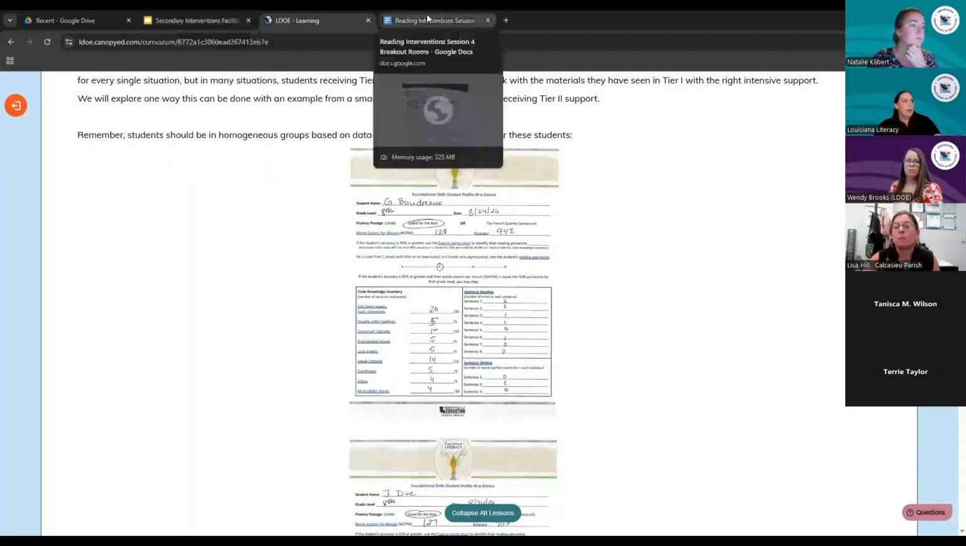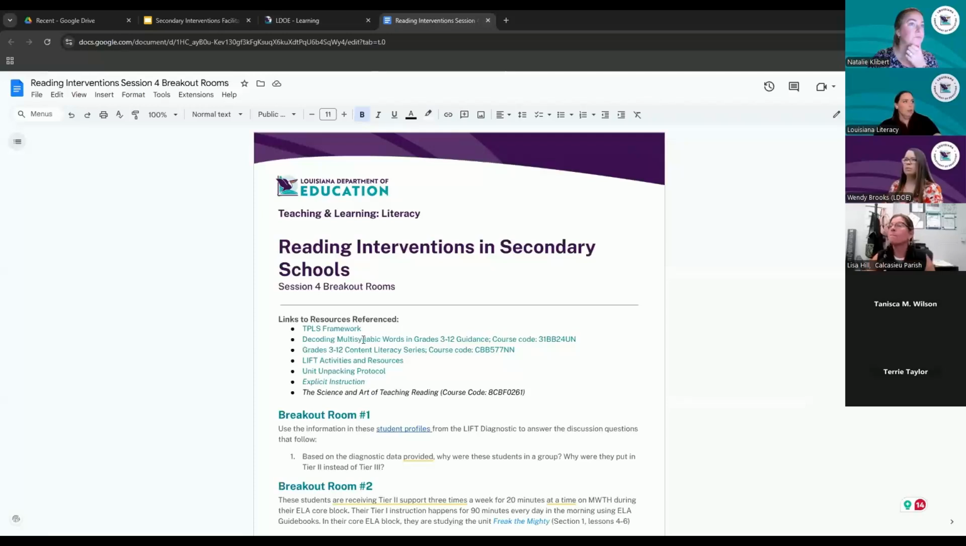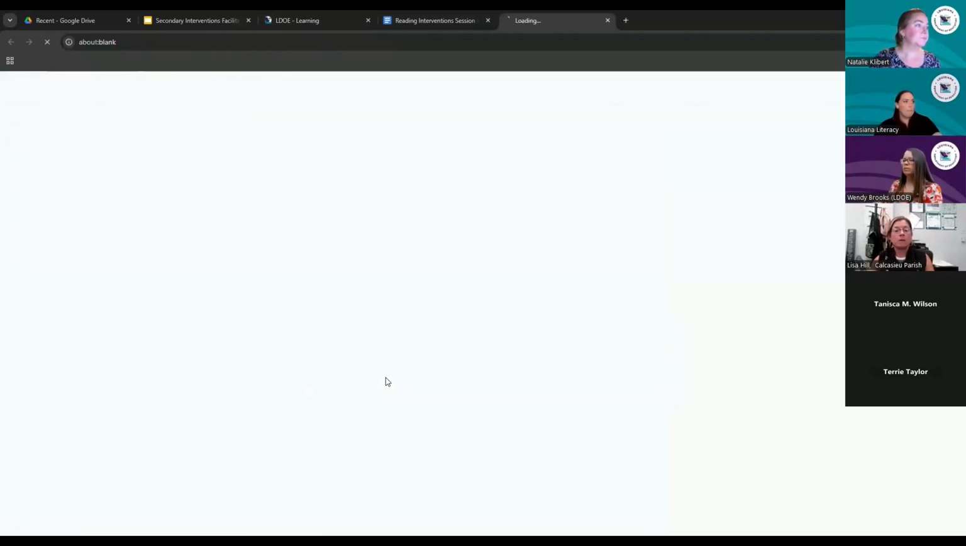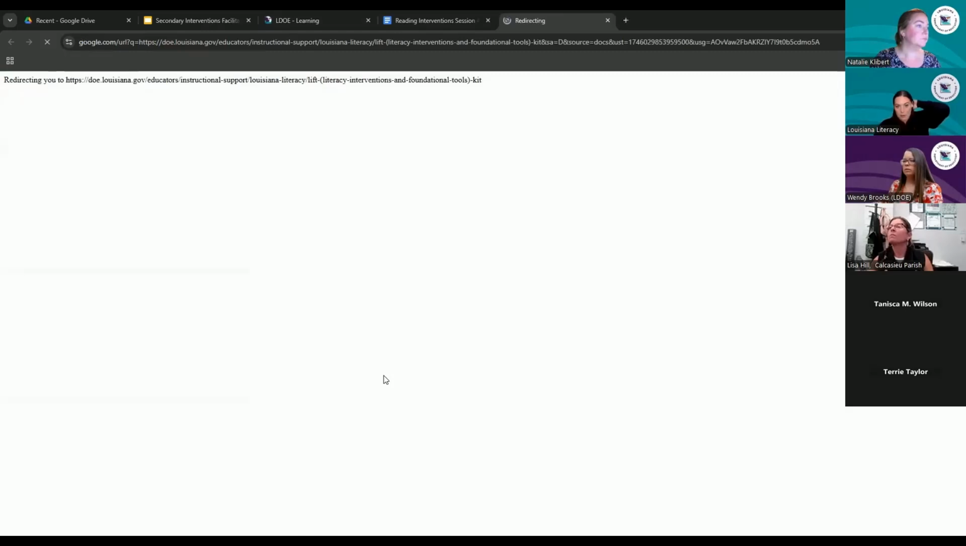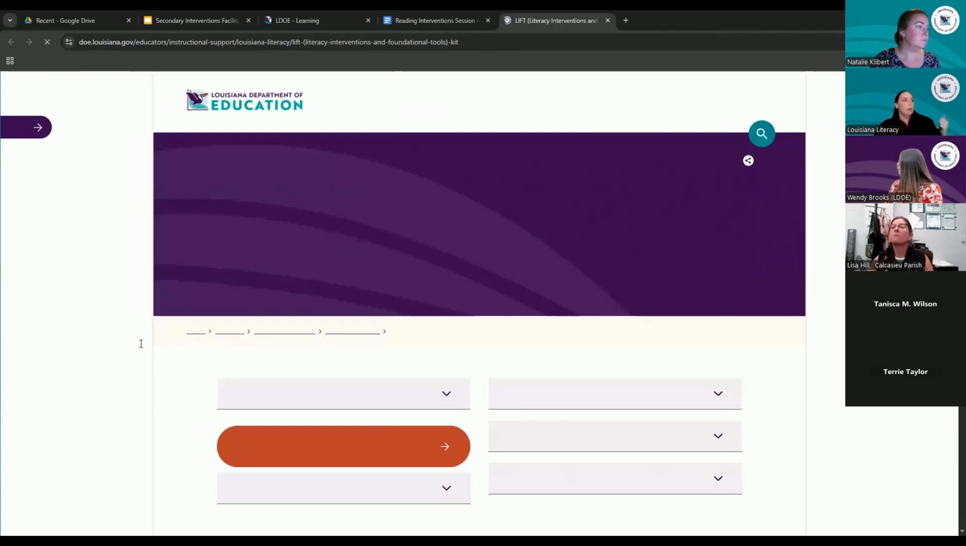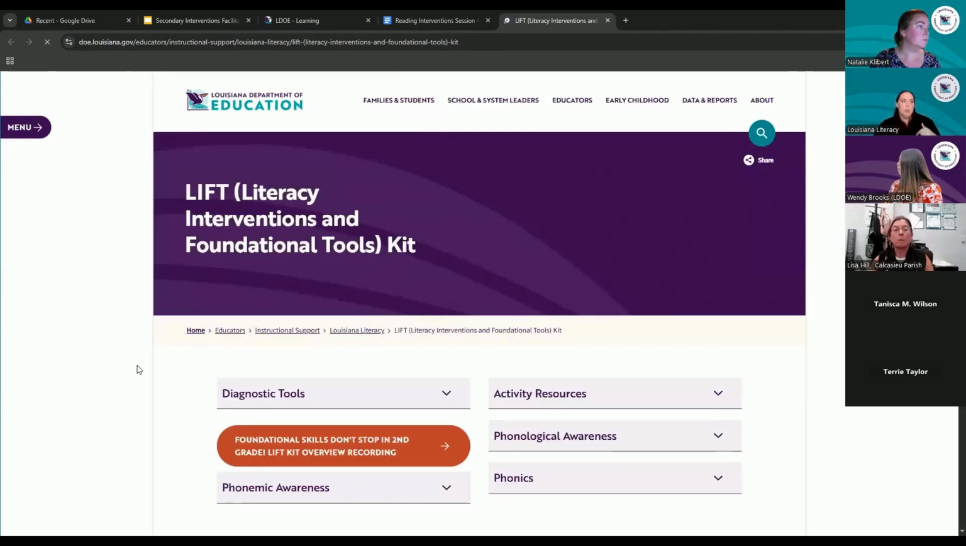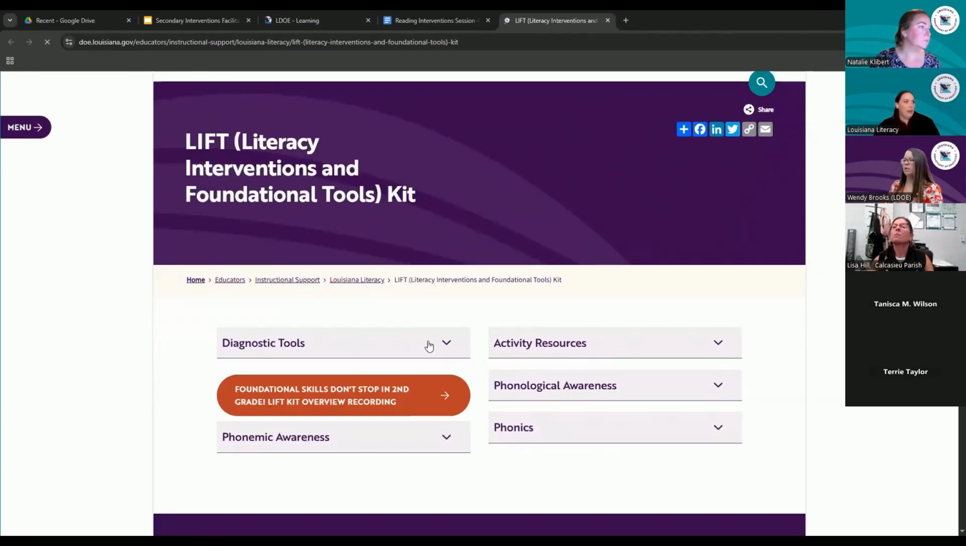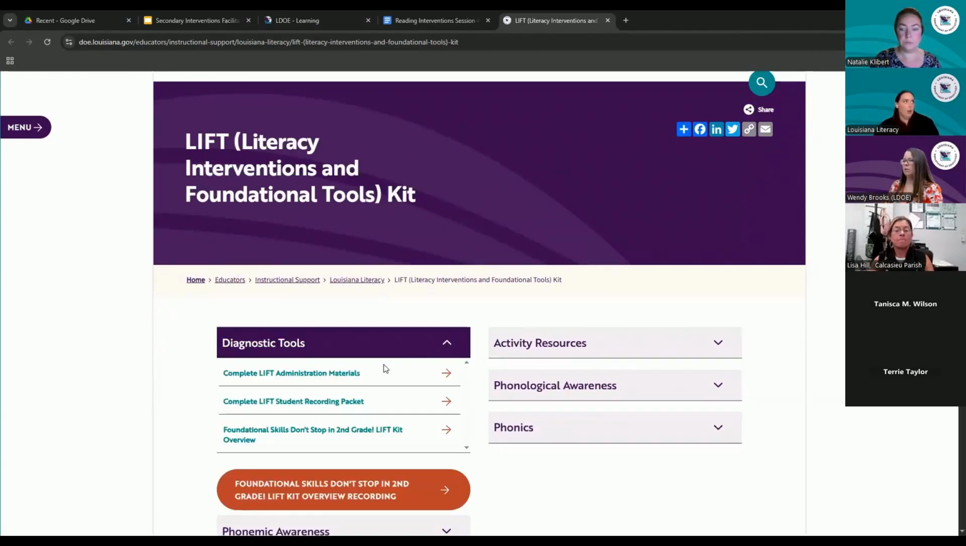So let me go ahead and pull it up for myself. And for those of you that were just joining us, LIFT is a free screening and diagnostic that we offer if your district doesn't have a paid program. And you can go into sessions 1 and 2 to really get in-depth information about it. But I want to go ahead and show you guys, just a reminder of how we got all this information in the first place.